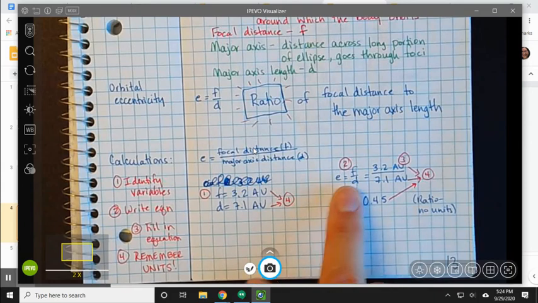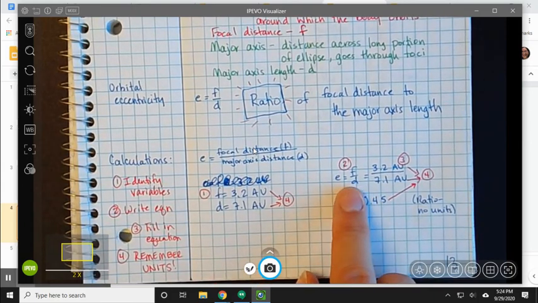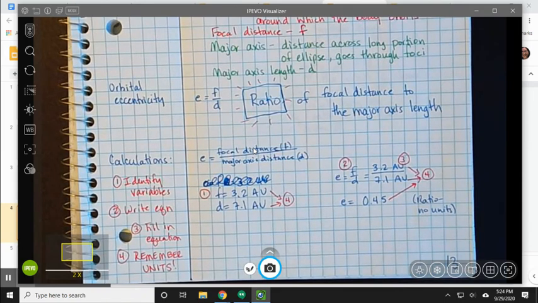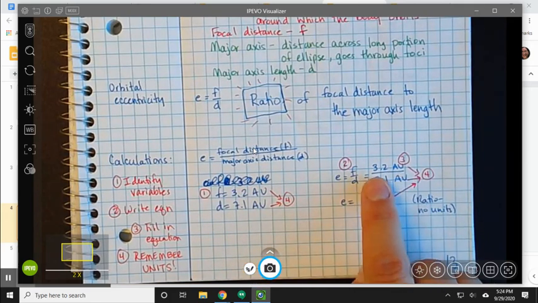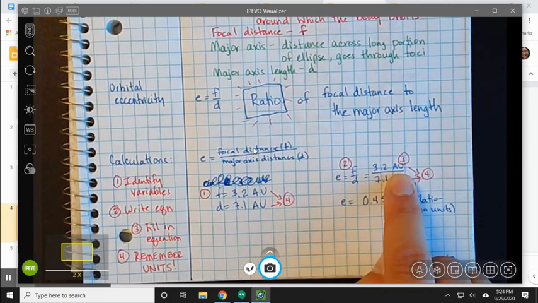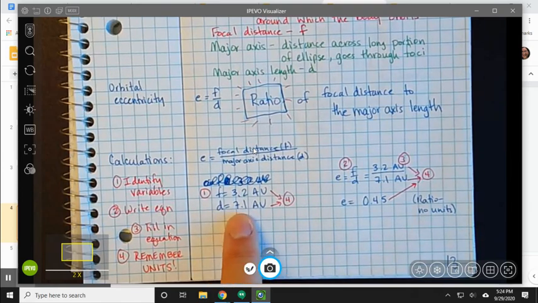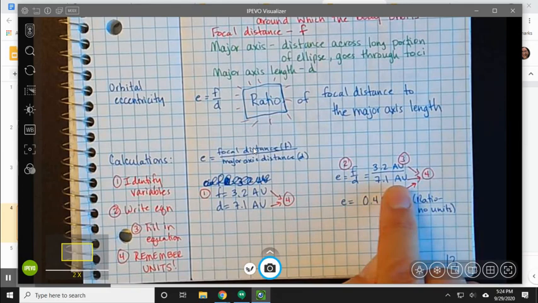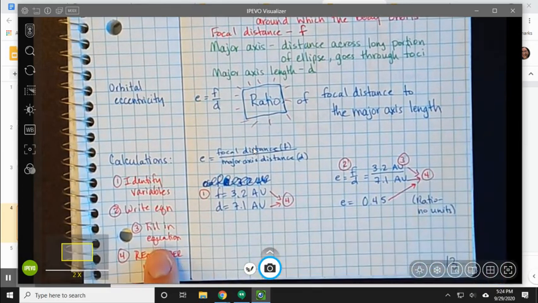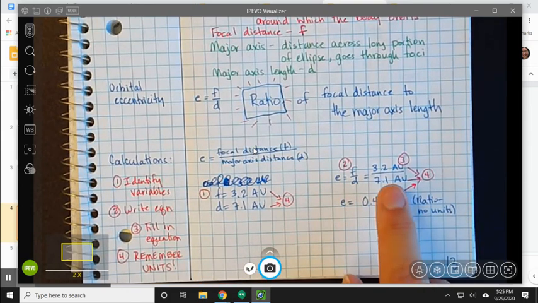Okay. So step 2, write the equation. This is just to make sure that you have the equation correct and that you then substitute in the correct values. So we know that F is 3.2 astronomical units, so we're going to write that in here, 3.2 astronomical units. We know that D is 7.1 astronomical units, so we're going to write that in on the bottom. That's our substitution, 7.1 astronomical units. So now we have done step number 3. We filled in the equation and we're ready to solve the problem.